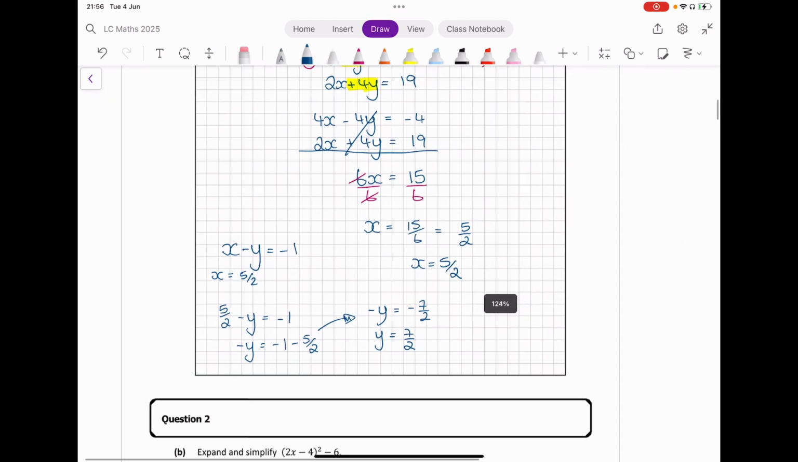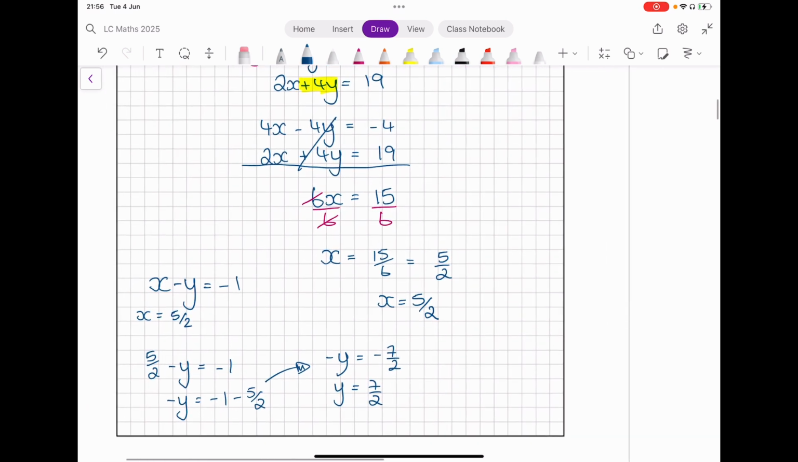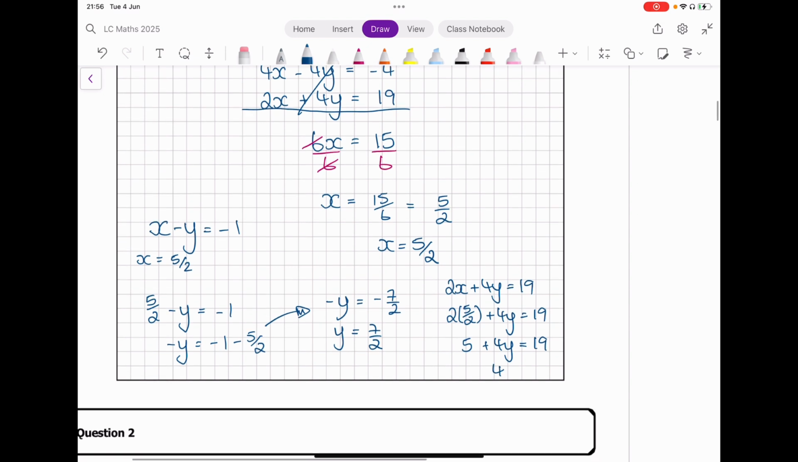Now, if you did the other equation, it would work out exactly the same. So let's have a look at that. So if I took 2x plus 4y is equal to 19, and I subbed in my 5 over 2, I would get this. So 2 by 5 over 2 just gives me 5, plus 4y is equal to 19. 4y then will be equal to 19 minus 5. So 4y will be equal to 14. And now I would divide both sides by 4.